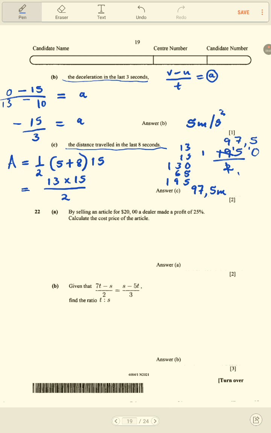97.5 meters. So I'm just going to write it clearly here. From this stage, you are going to a stage where it says 195 over 2, and that 195 over 2 gives you 97.5 meters. Okay, let's move on to number 22. I'm just going to get rid of this so that we can see the answers clearly. But you can pause the video and take down the working.